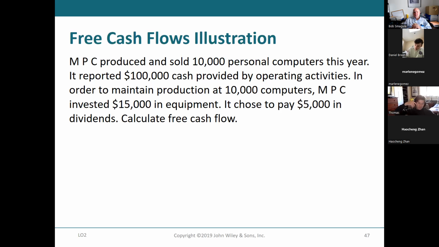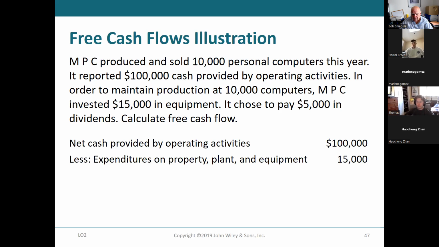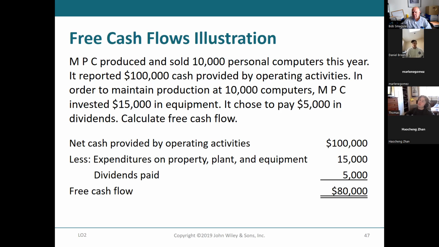MPC produced and sold 10,000 personal computers. It reported $100,000 in cash by operating. In order to maintain production, they're going to need $15,000 in equipment, and it may choose to pay $5,000 in dividends. So you have to subtract those two numbers out. Cash provided by activities, less the 15, less the dividends you're going to pay, $80,000. Okay. These types of questions you get on the test.